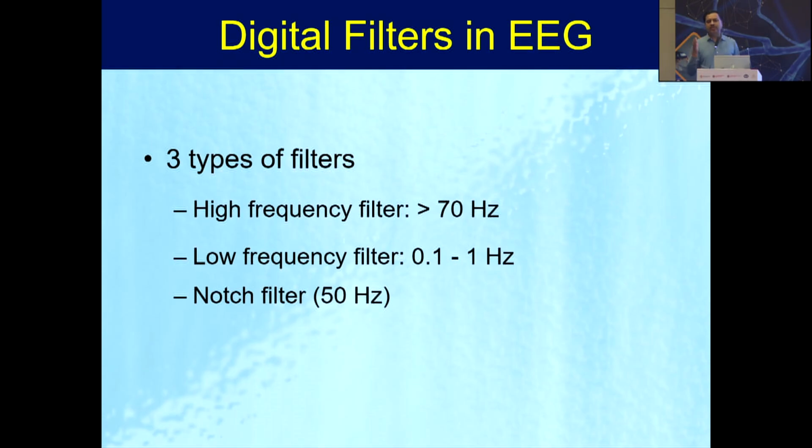Low frequency filter means activity below that particular frequency will be filtered. And the notch filter is a narrow band filter, 50 hertz, so only the activity of 50 hertz will be filtered. We have electrical activity at 50 hertz, and we want to filter that 50 hertz activity, so we have this notch filter. In the USA, because they have a 60 hertz frequency, the notch filter is set at 60 hertz. So that is to remove that external interference.